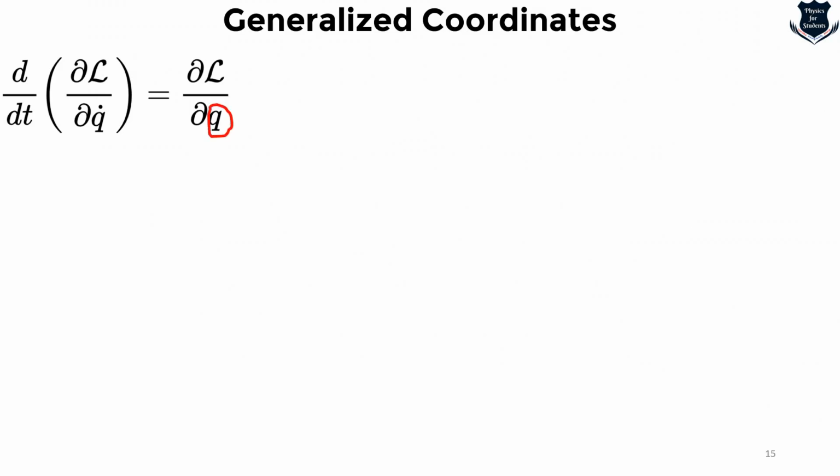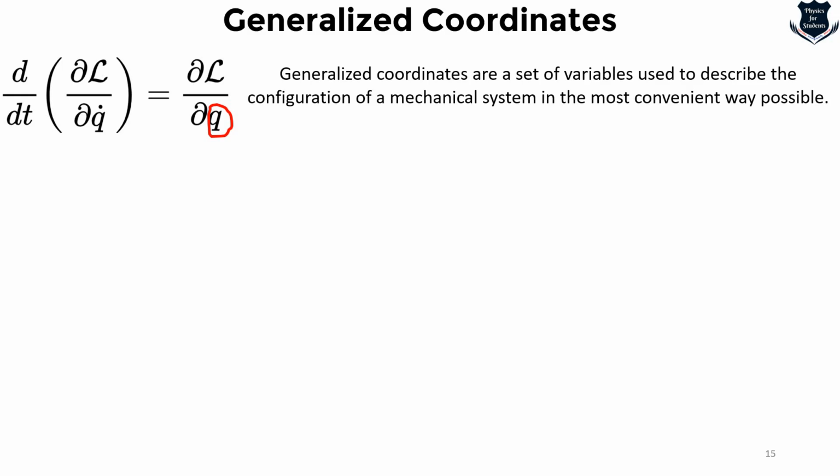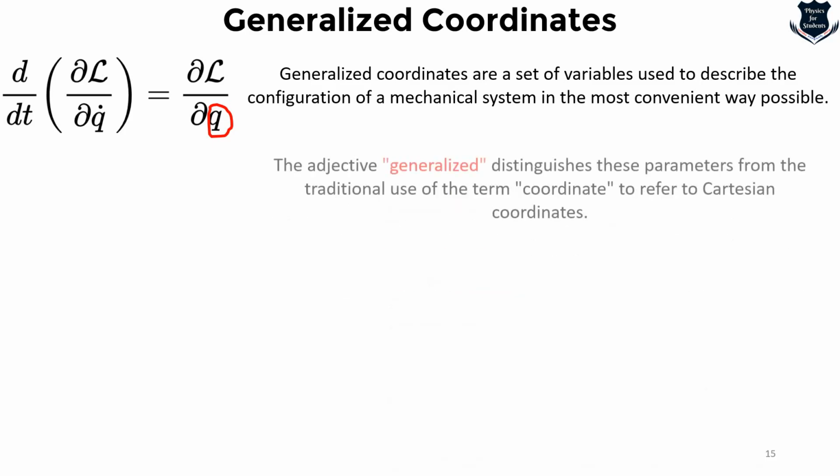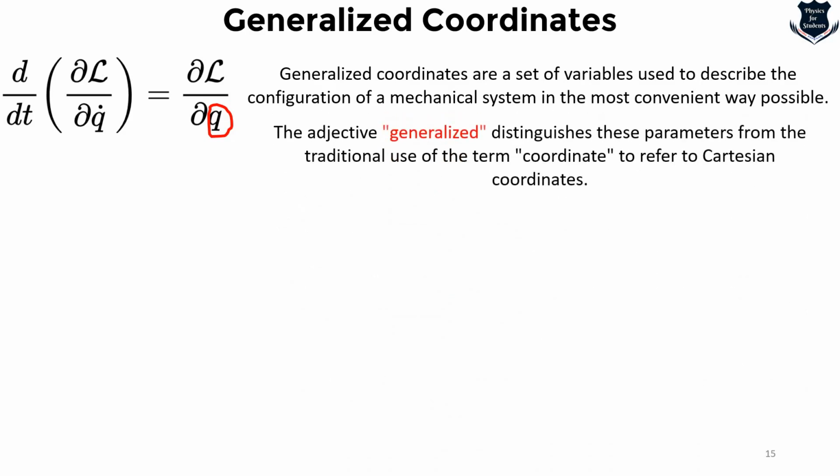I am just showing the Lagrange equation so that you know which element this is. So this is this q. Generalized coordinates are basically used in order to make the configuration of a mechanical system much more convenient. We use the term generalized because we want to distinguish that it is not the usual coordinate system of a Cartesian system. That is why we are generalizing, that is, we are making it much broader.